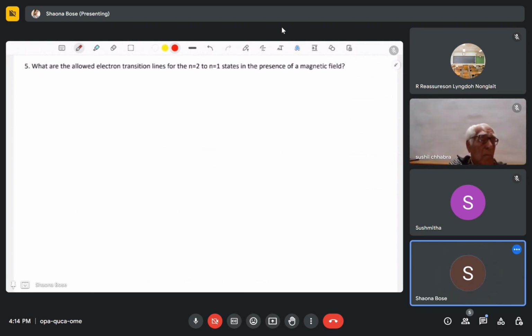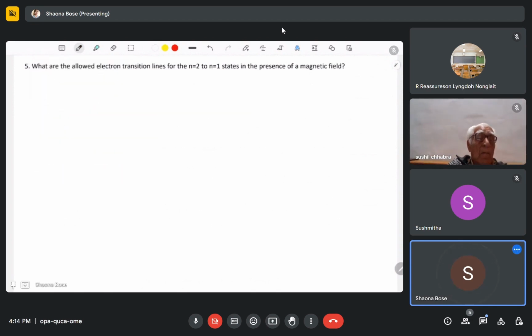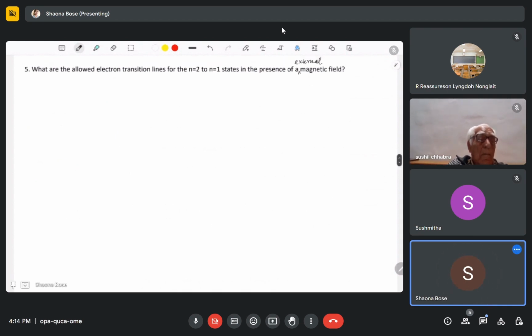What are the allowed electron transition lines for the n equal to 2 to n equal to 1 states in the presence of a magnetic field? Once again, let me add a term here. Presence of an external magnetic field.